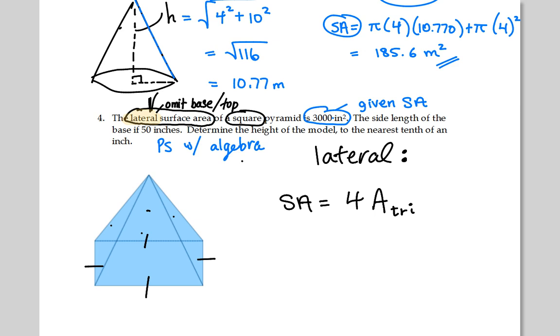What is that saying? For the lateral area, we have 4 faces. Do you agree? Okay. We can plug the 3,000 here because that was given. Surface area was given. And then we have 4 multiplied by, what's the formula for a triangle? Base times height divided by 2.